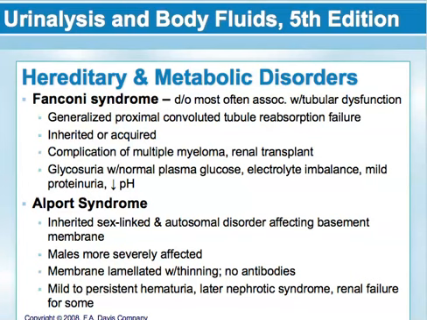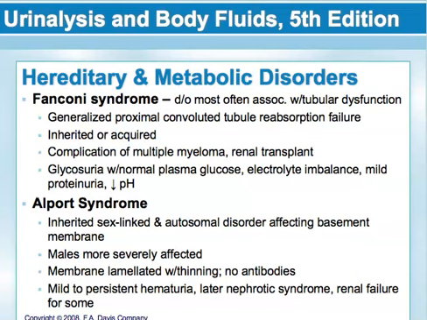It's a generalized defect in the reabsorption abilities of the renal tubules that is either inherited in association with other disorders or can be acquired through exposure to toxic agents. It can also be a complication of multiple myeloma and renal transplant. Your lab findings with this one would be glycosuria with a normal blood glucose, possible mild proteinuria, can have very low urinary pH due to the inability to reabsorb bicarbonate.